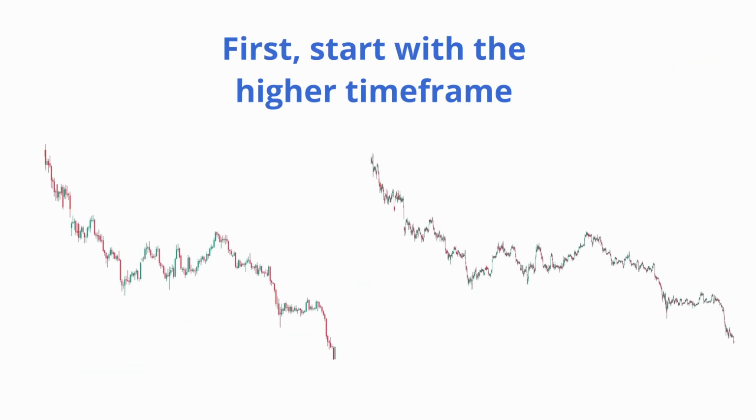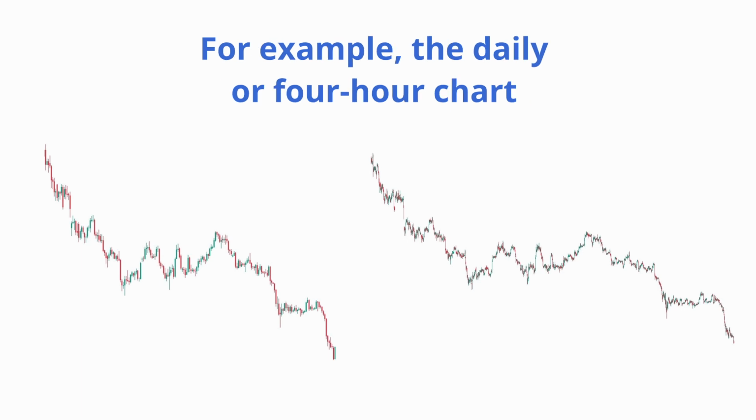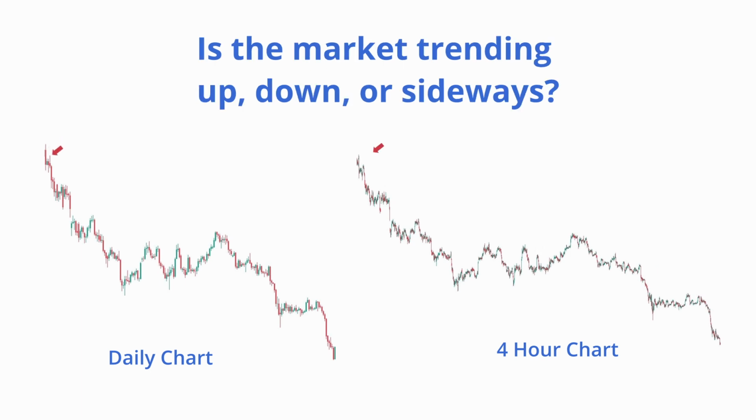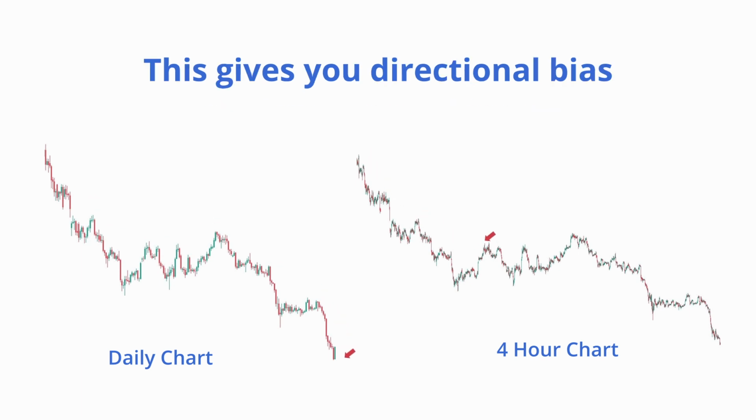First, start with the higher time frame. For example, the daily or 4-hour chart. Ask one simple question. Is the market trending up, down, or sideways? This gives you directional bias.